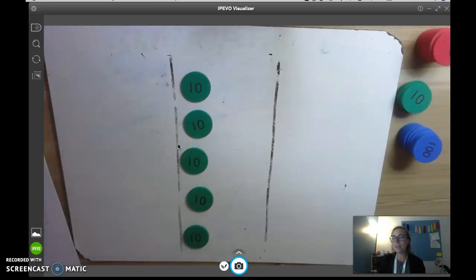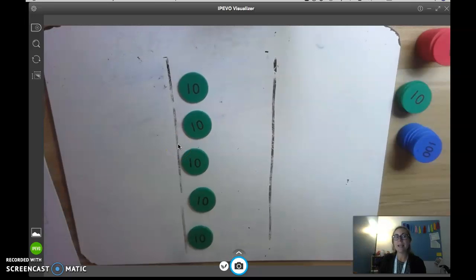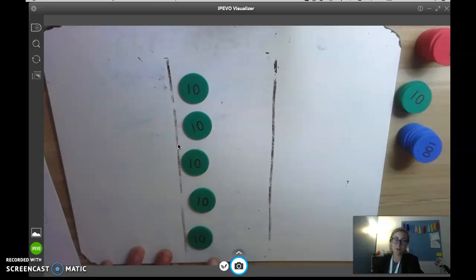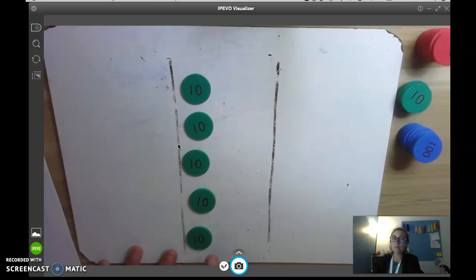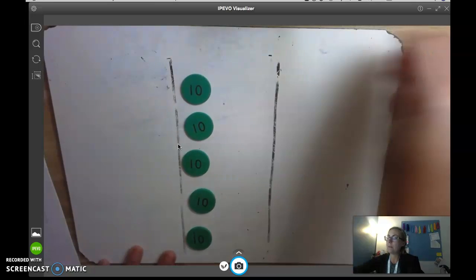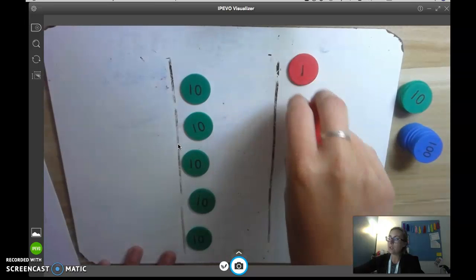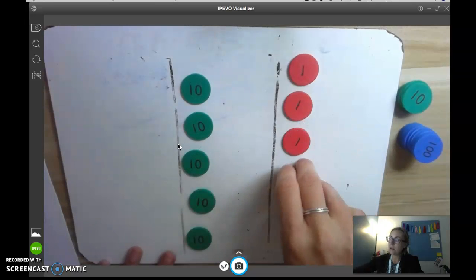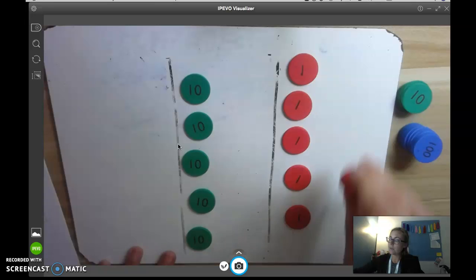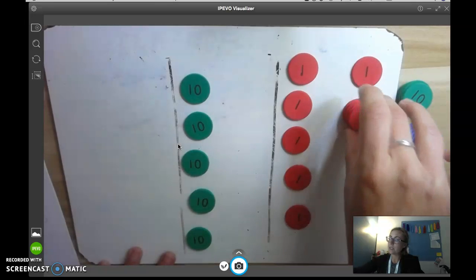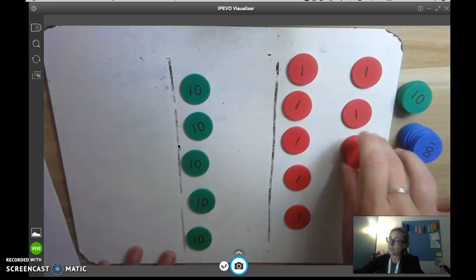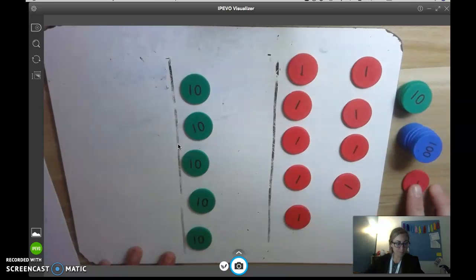Hi friends, let's keep working with place value discs and see what we can come up with. So the first thing I have here is 50, or 5 groups of 10. Let's count up from 50 to 59. Count with me. 51, 52, 53, 54, 55, 56, 57, 58, 59.